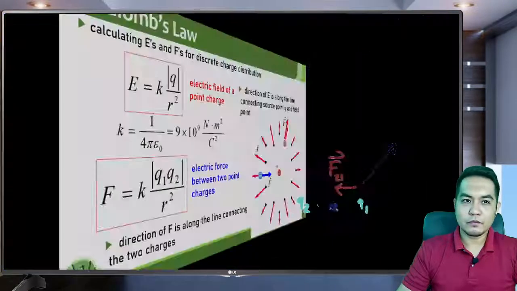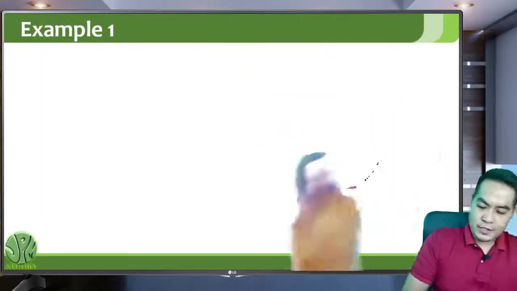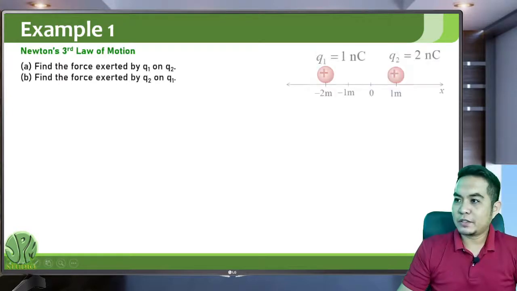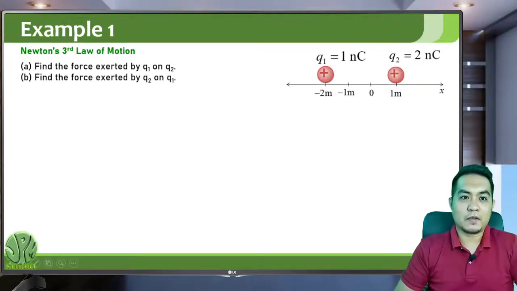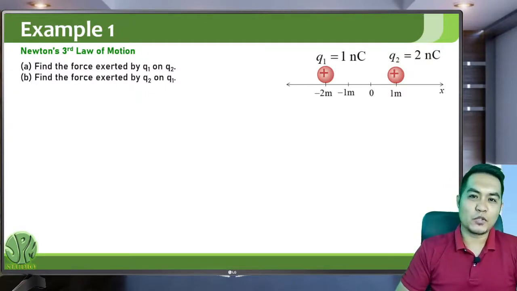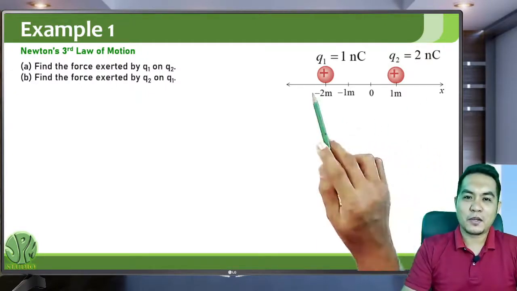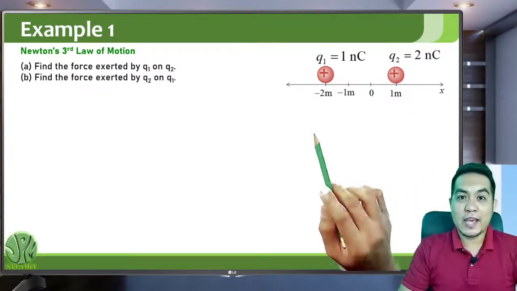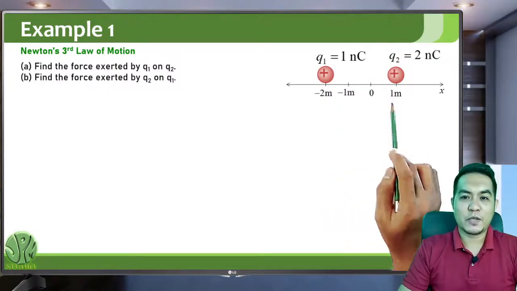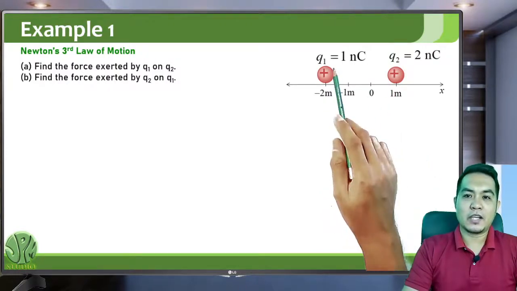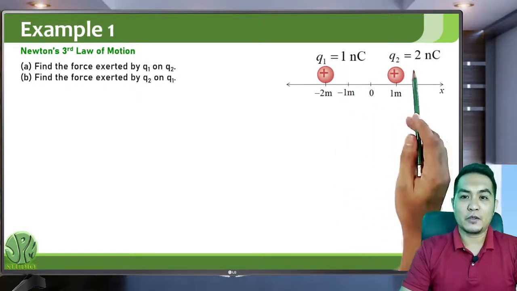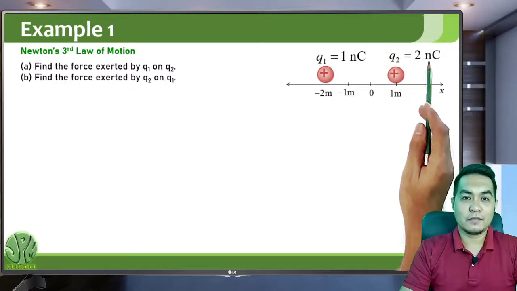Okay, let's now go directly to an example. In our first example, this is an example of Newton's third law of motion: the force between two charges. We have two charges, Q1 and Q2, both lying on the x-axis. Q1 is at x equal to -2 meters. Q2 is at x equal to 1 meter. Q1 is 1 nanocoulomb, where nano means times 10 to the -9. Q2 is 2 nanocoulombs, so again, it's 10 to the -9.